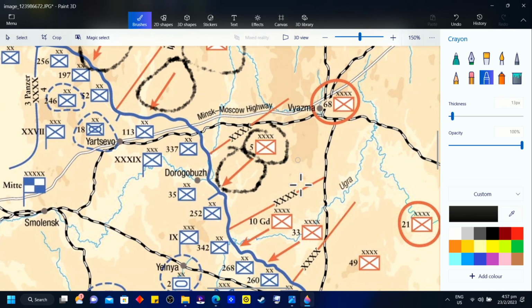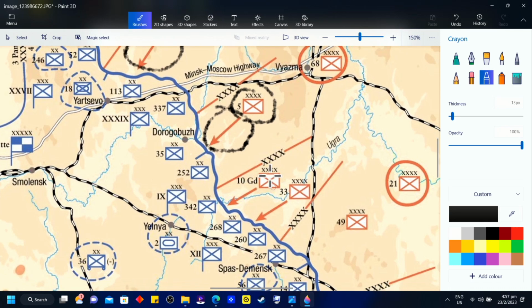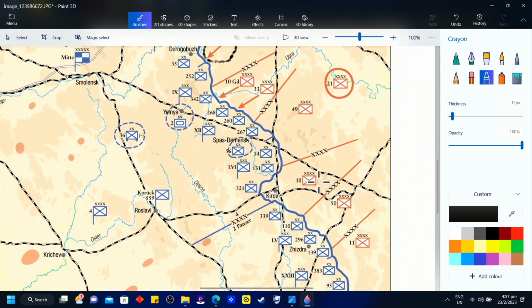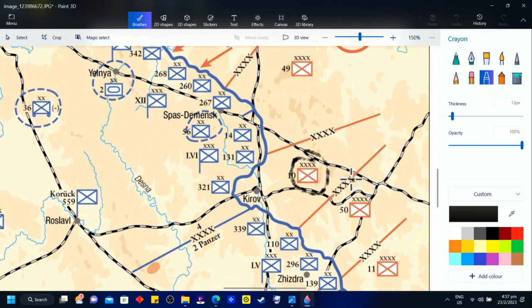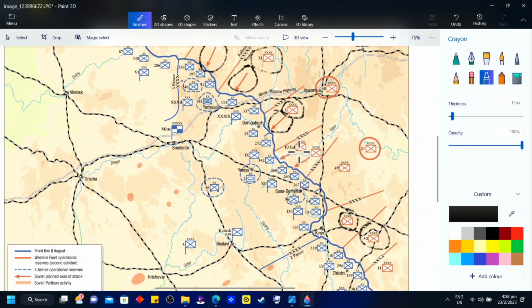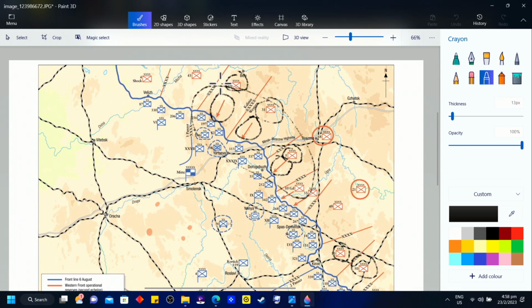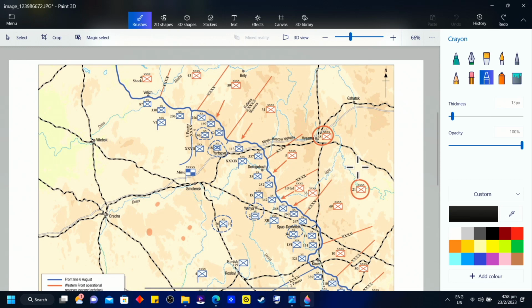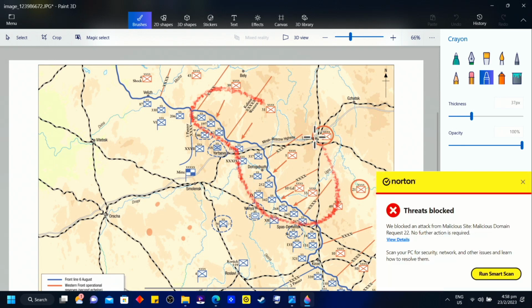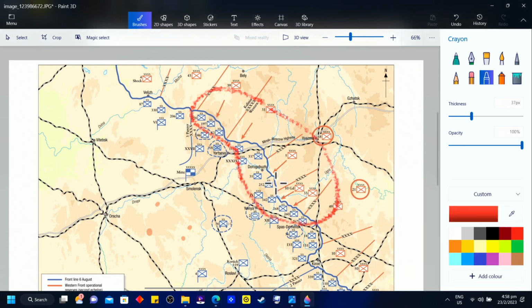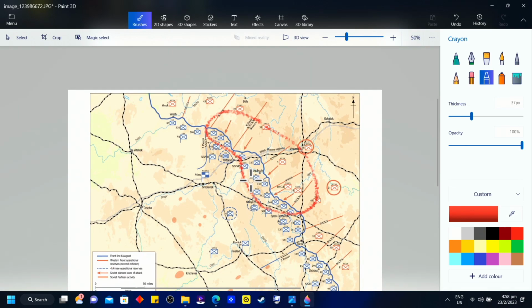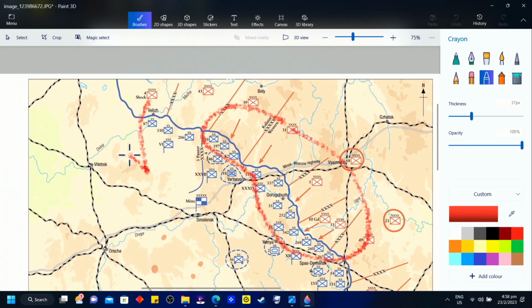5th Army, 10th Guards Army, 33rd Army. They also have the 10th Army and 50th Army. So basically the main axis of attack is around here, against the 4th Army defending the approach towards Smolensk. The Kalinin Front only provides a supporting attack.